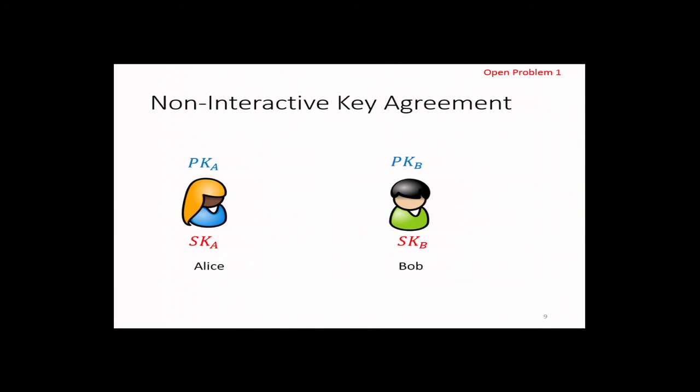So the problem is that we have two parties, Alice and Bob, with public keys pka and pkb respectively, and secret keys ska and skb respectively. What they want to do is use their own secret key and the other party's public key to compute a shared secret key kab. In particular, Alice wants to be able to use her secret key ska and Bob's public key pkb to compute this shared secret value kab. Similarly, Bob wants to be able to use his secret key skb along with Alice's public key pka to compute the same value kab.